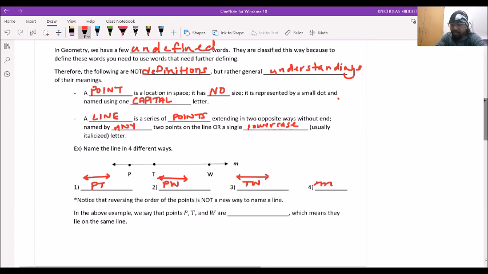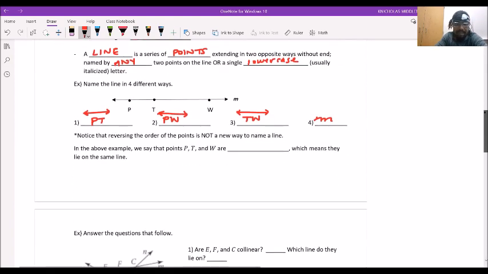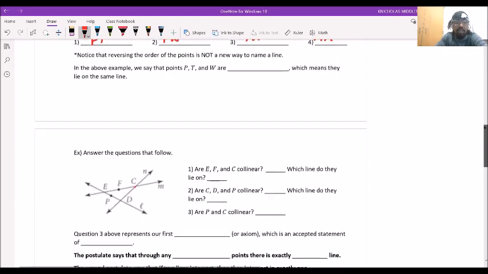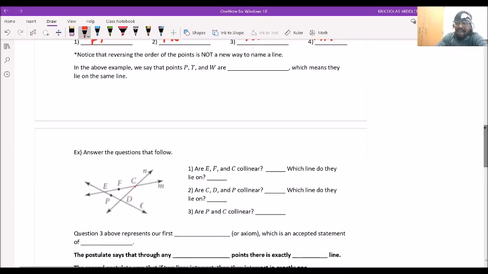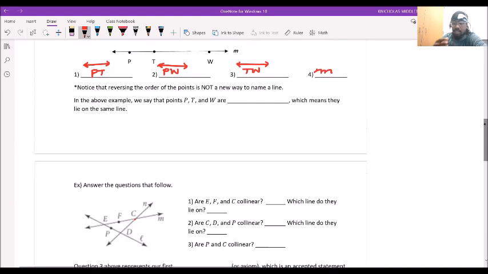All right, so those are the four ways that we can name that line. Now, I want you to notice that reversing the order was not a new way to name the line. So I called it line PT. I wouldn't say, well, line TP is another way to name it, because it's basically the same thing. You're using those two points. So in the above example, we say that points P, T, and W are all collinear. And what that means is that they share a line.